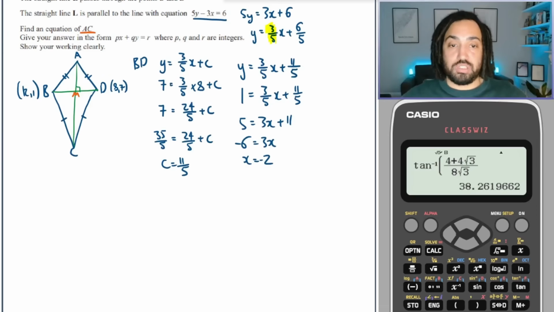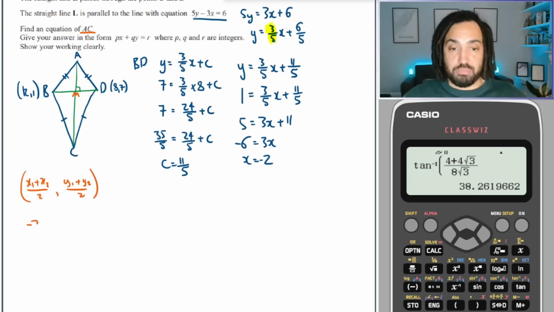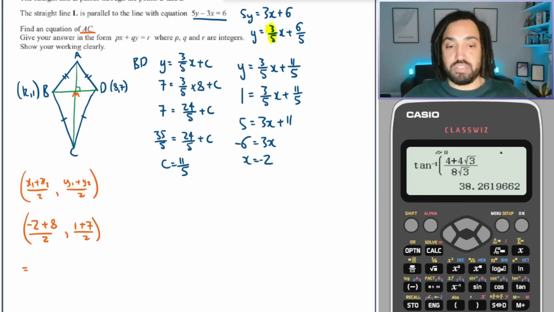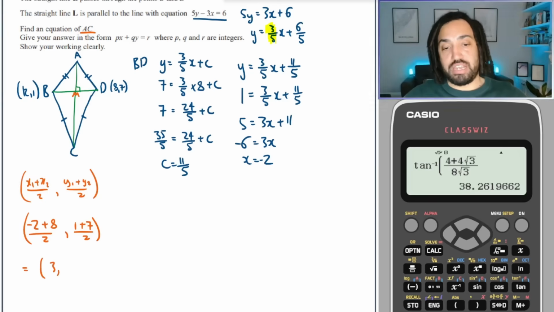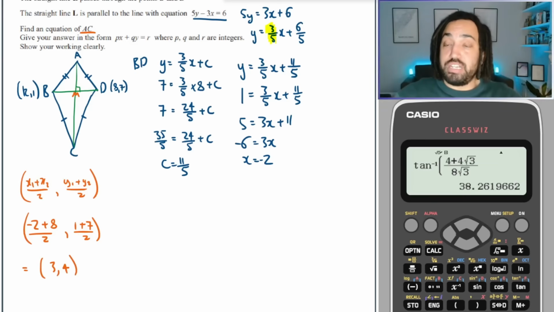Okay, so the midpoint is of course x1 plus x2 over 2 and y1 plus y2 over 2. So the two x values are minus 2 and 8, and the two y values are 1 and 7. So this gives us a midpoint of (3, 4). Okay, right, we are nearly there.